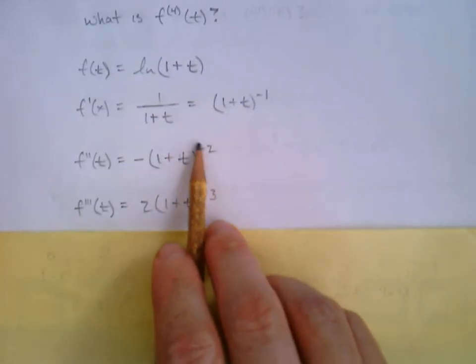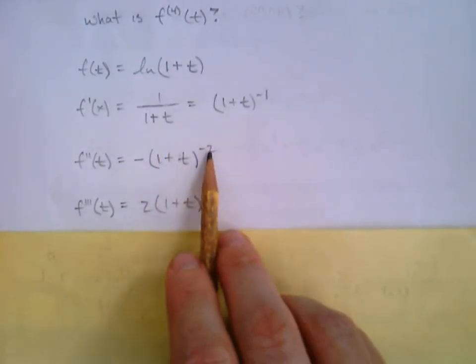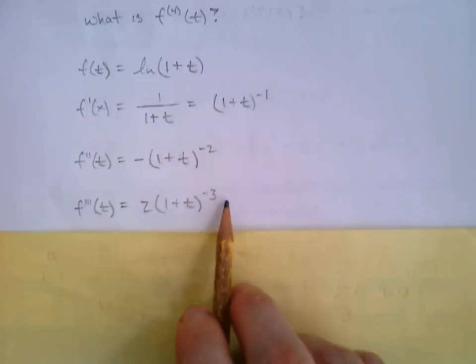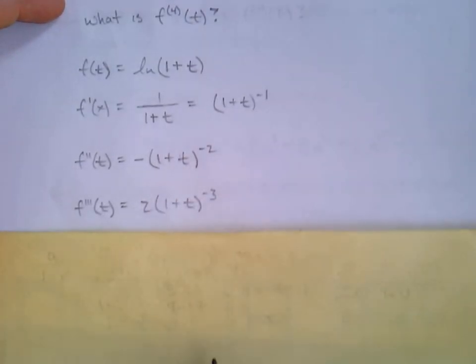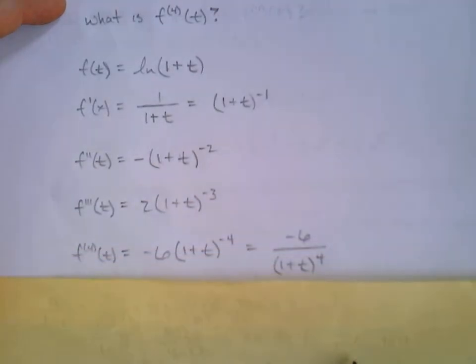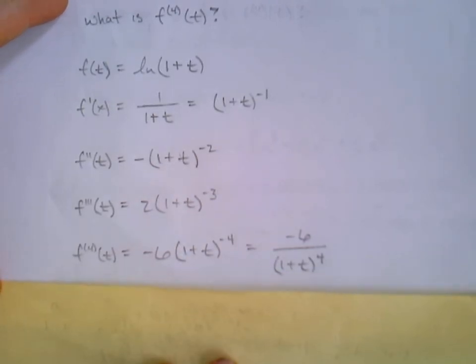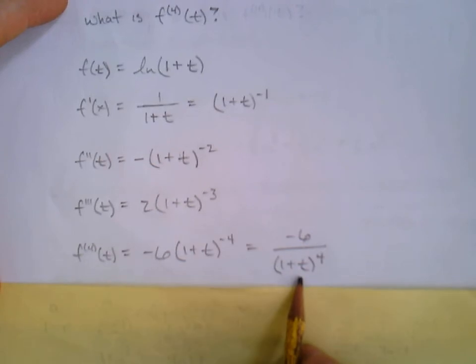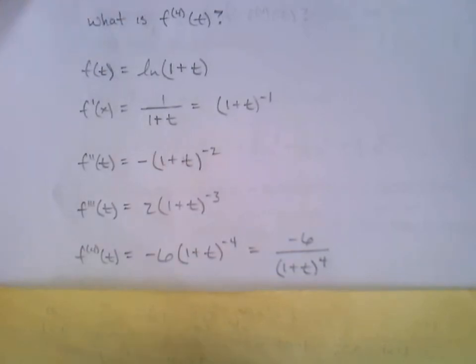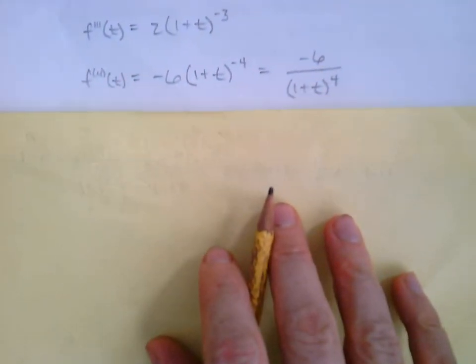Well, a third derivative, multiply the negative 2 down. It drops to a negative 3. Again, the chain rule would say multiply by 1. No big deal. We need to do this one more time. The fourth derivative, multiply that negative 3 down, drop it to a negative 4. Chain rule, multiply by 1. Negative 6, quantity 1 plus t to the negative 4. All right, now I advise rewrite it like the fraction, negative 6 over 1 plus t to the fourth power. And we've got our fourth derivative there.